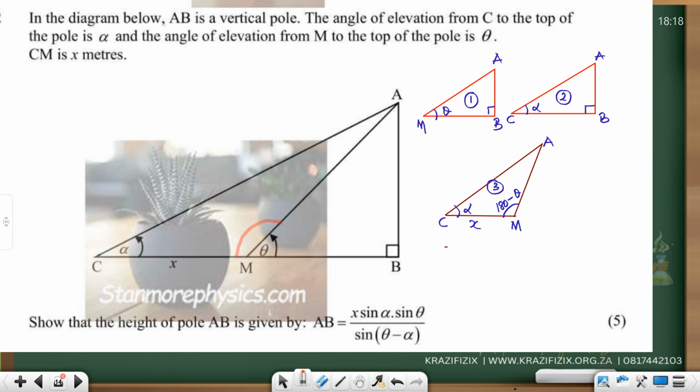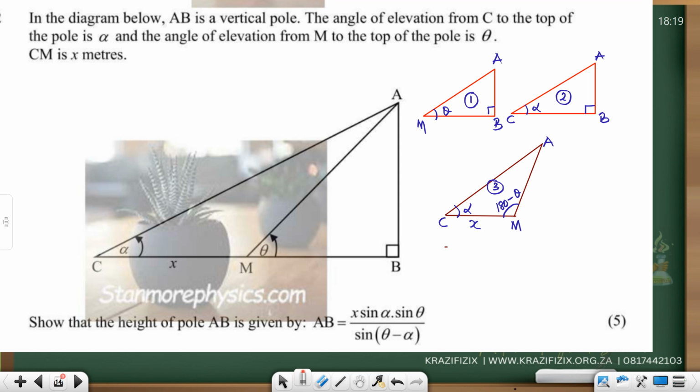Show that the height of the pole. Now, this is where we start talking. Show that the height of the pole is given as AB. So I'm looking for AB. Now let's look at all the things they combined. They combined X, they combined sine alpha, they combined sine theta, and then they said sine alpha minus theta. I wonder where that angle would be. But we're going to find out. So we're looking for AB.